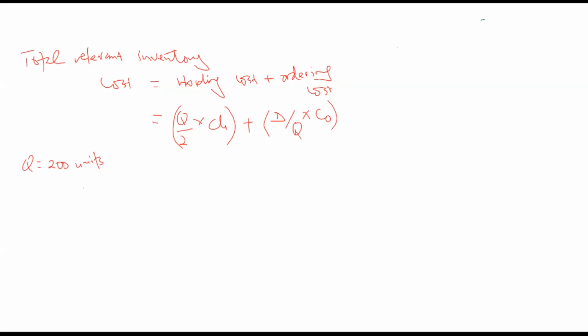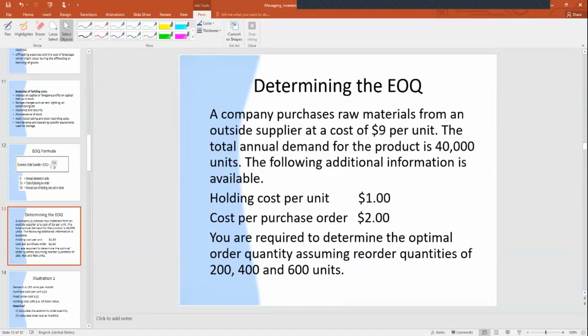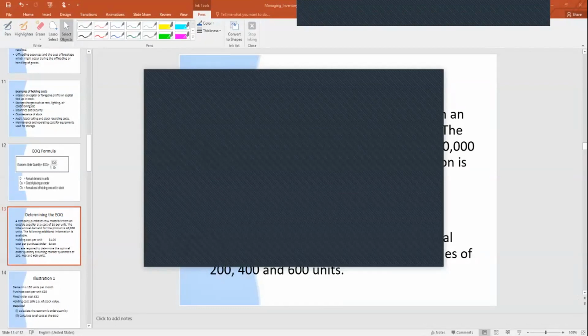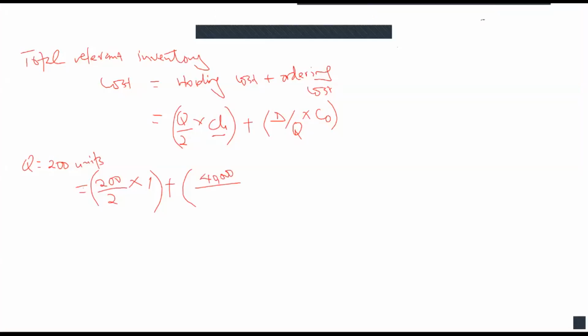The cost will be equal to Q is 200, therefore 200 divided by 2, times the holding cost per unit per year, which is $1, plus the annual demand. Let me just refer back to the question. It is 40,000. The annual demand is 40,000, divided by Q, which in this case is 200, times cost per order, which is $2. To give us how much cost if we order 200 units? We get the cost of $500.